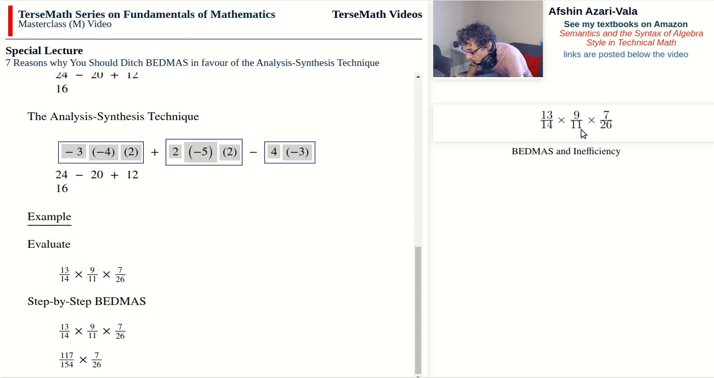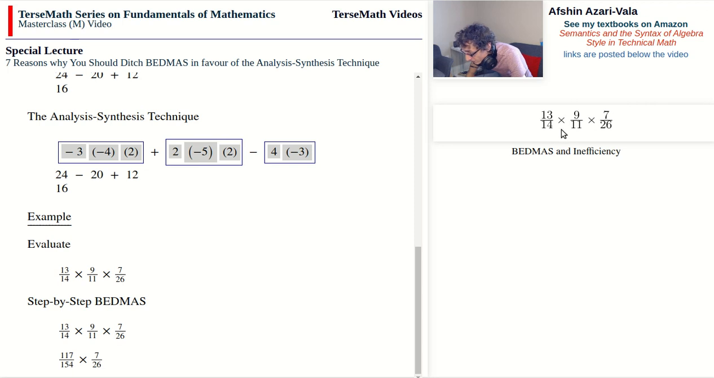You see, BEDMAS, by insisting that you have to go from left to right, forces you to do 13 over 14 times 9 over 11, and now you lose your chance to reduce 13 and 26 before they become big, before you end up with 117, right? Same thing with 14 and 7.